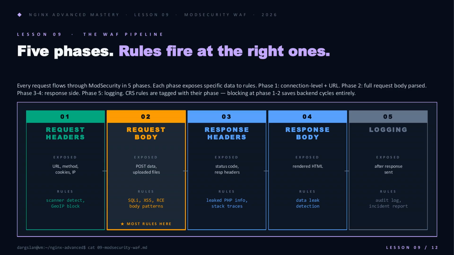Now here's how a request actually moves through that engine. ModSecurity runs 5 phases, and every rule is tagged to fire in exactly one of them. Phase 1 sees the connection and URL, cheap stuff like GeoIP blocks and scanner fingerprints. Phase 2 is where the body gets parsed, and that's where the bulk of CRS lives. SQLi, XSS, RCE patterns. Phases 3 and 4 flip to the response side, catching leaked stack traces or data exfiltration. Phase 5 is logging, after the bytes are already on the wire. The operational win? Block at phase 1 or 2 and you never touch the back end at all.